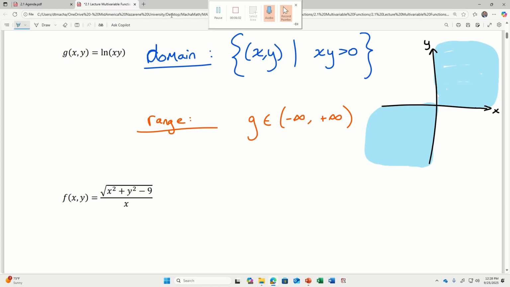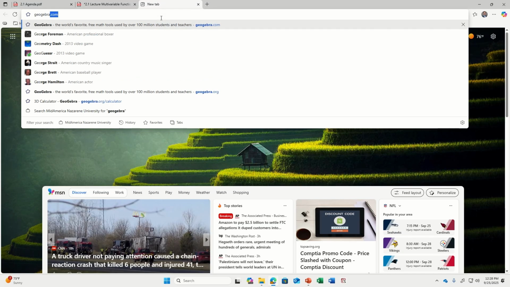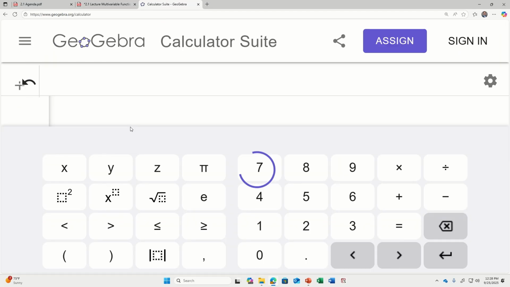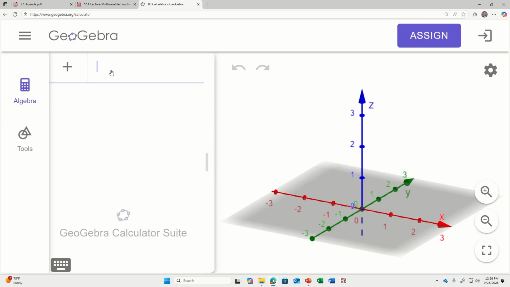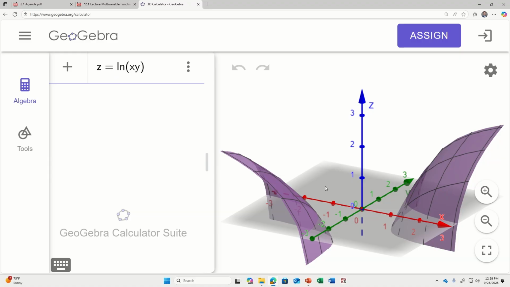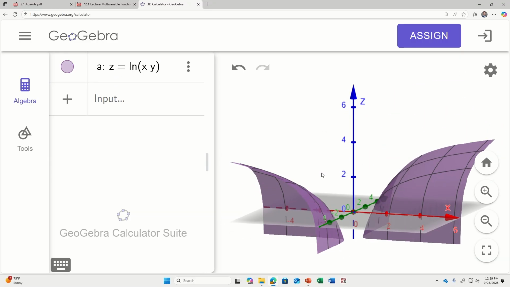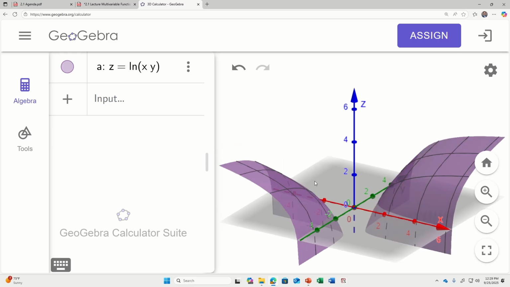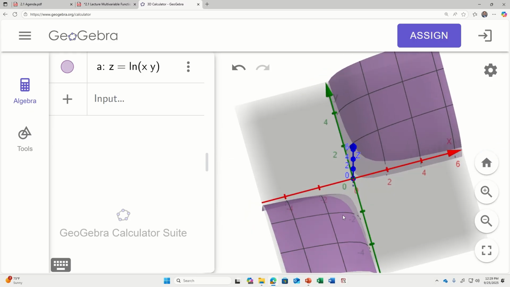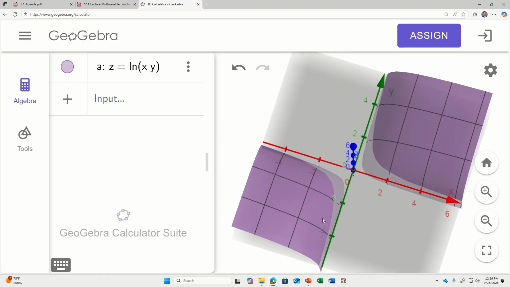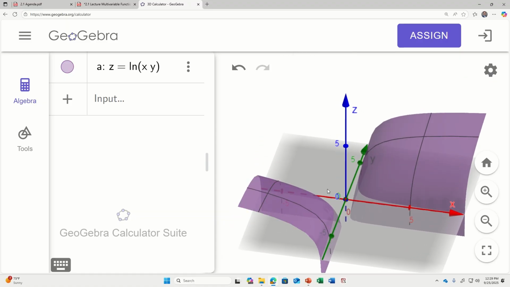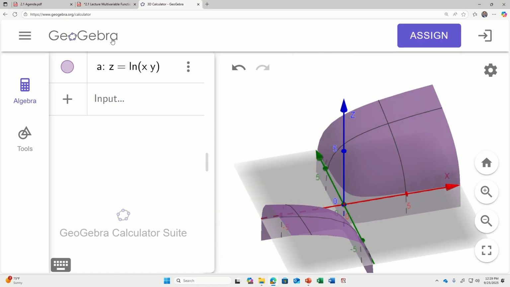So if you were going to graph this, we're probably not going to do this for every single one, but we can do this for a few of them. Let's say z is equal to natural log of x times y. Like I said, you can see that the function exists in the first and third quadrants, but it just doesn't show anything in the others. Okay.